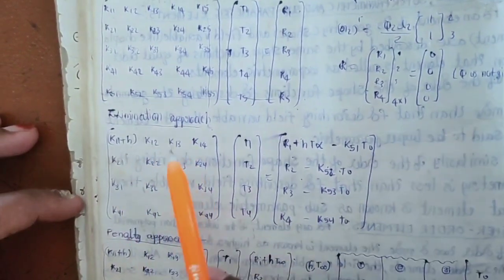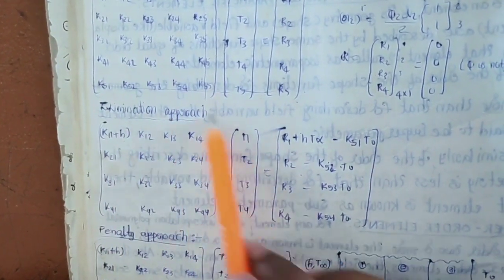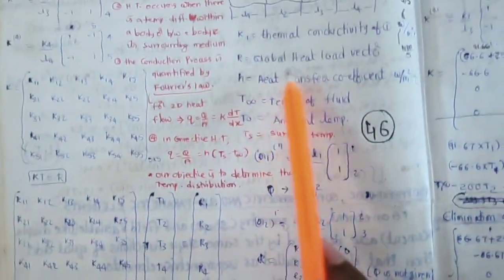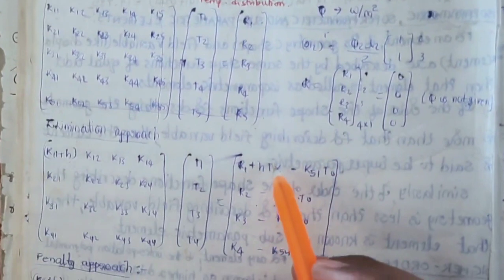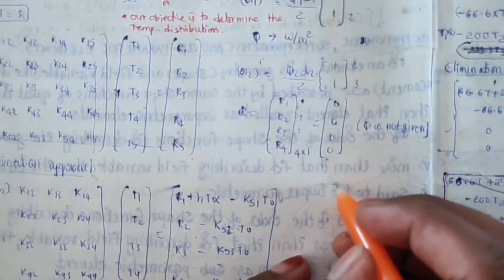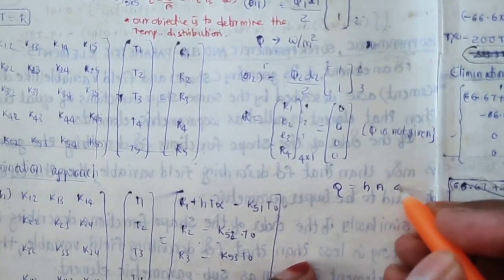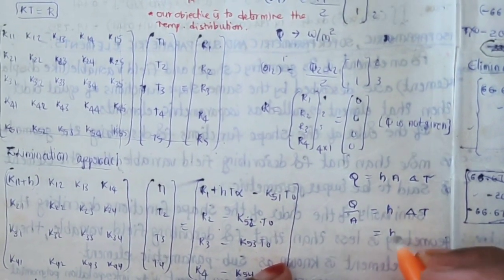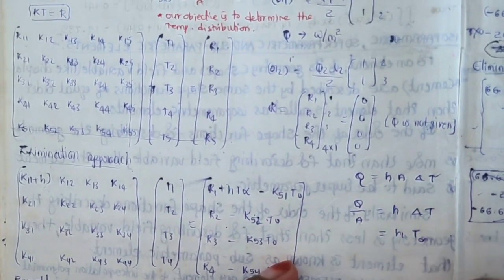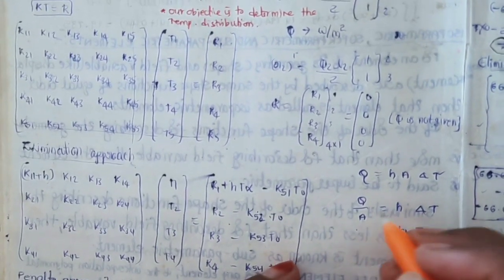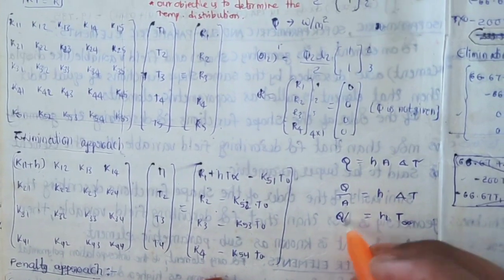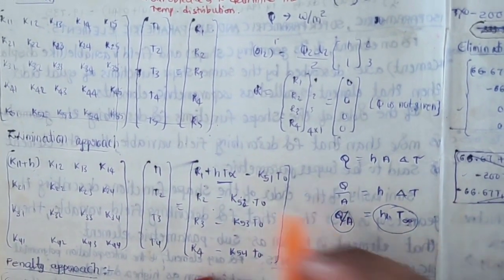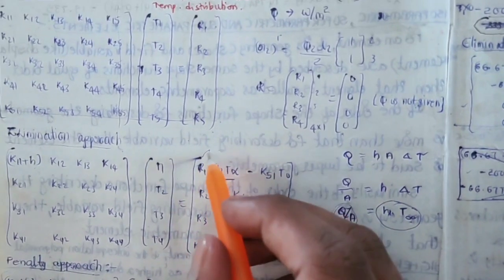Why do we have to add h? As you know, K are the different thermal conductivities. We observe this hT infinity, where R is the global heat load vector. Similarly, this is also hT infinity. We have a formula Q is equal to hAΔT, where Q by A is equal to hΔT. That is equal to h into (T minus T infinity), where Q by A is the Q per area. So in place of Q by A we have h T infinity, because this is also a heat load and this is also a heat load. That's why we have to add.